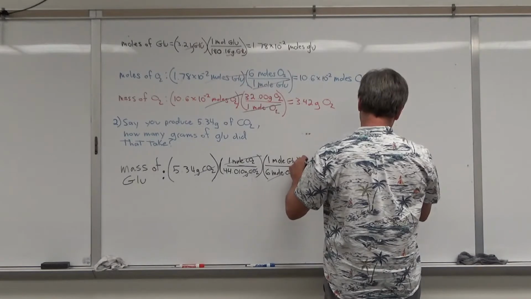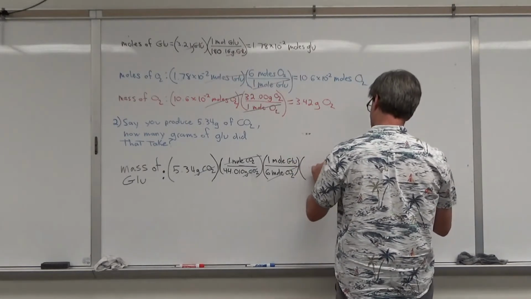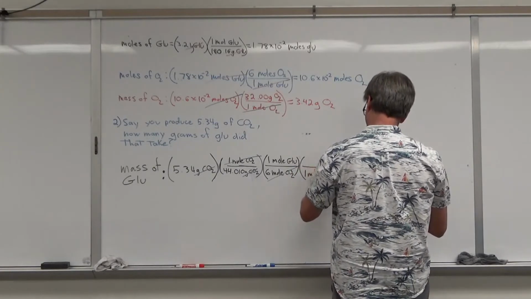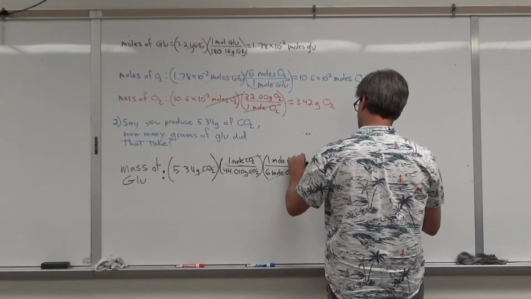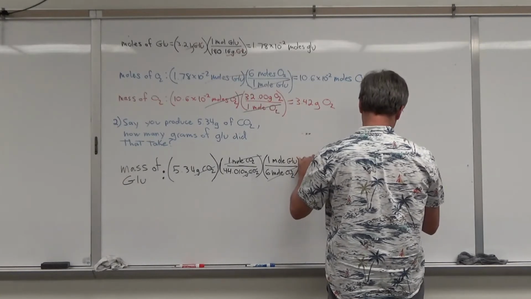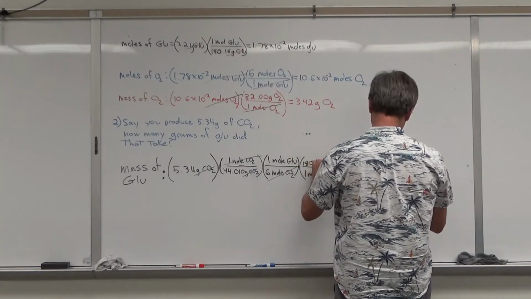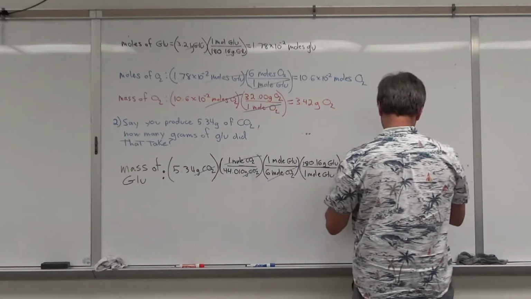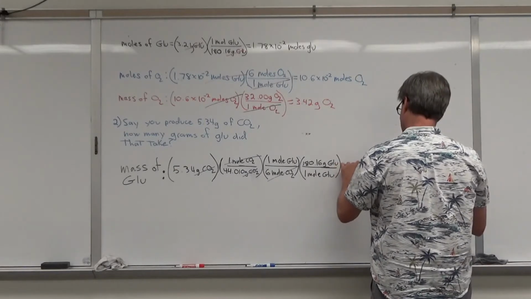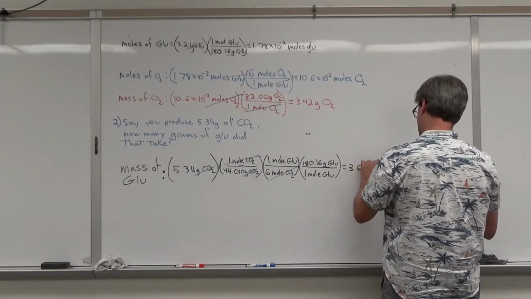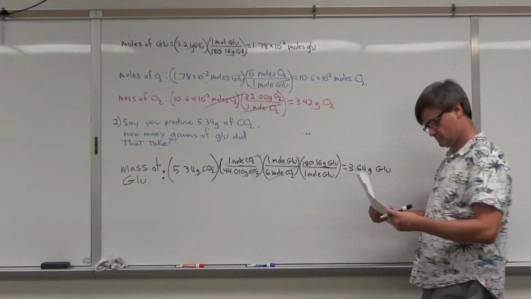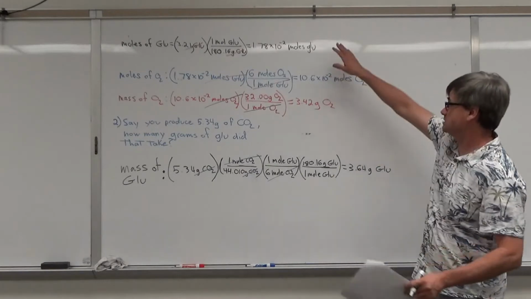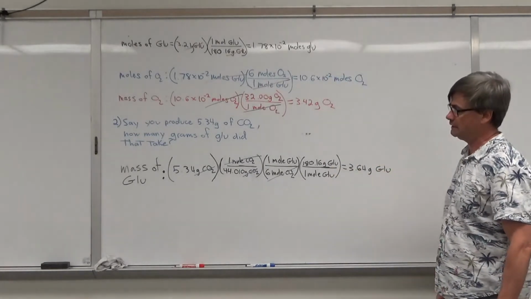Okay, so 1 mole of glucose is 180.16 grams of glucose, okay, and that's going to give you 3.64 grams of glucose. Okay, pretty handy, right? Saves a lot of stuff if you can do it like this.